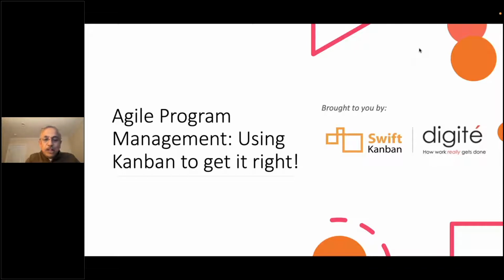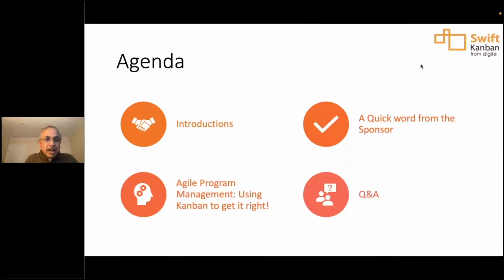Today's topic, Agile Program Management, using Kanban to get it right. Let's get started. I'm still seeing people coming in, but let's get some of the housekeeping in place already. We'll have a quick introduction, and then I'll give you a little bit of an overview of Digite and Swift Kanban for those of you who may not be very familiar with us. And then we'll get on to the main topic for today, Agile Program Management. And then we'll have a Q&A session at the end.